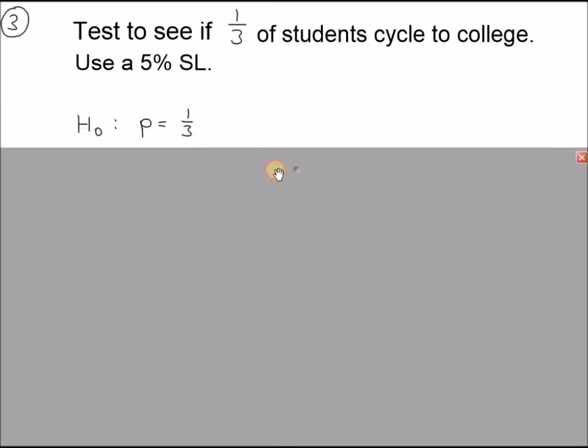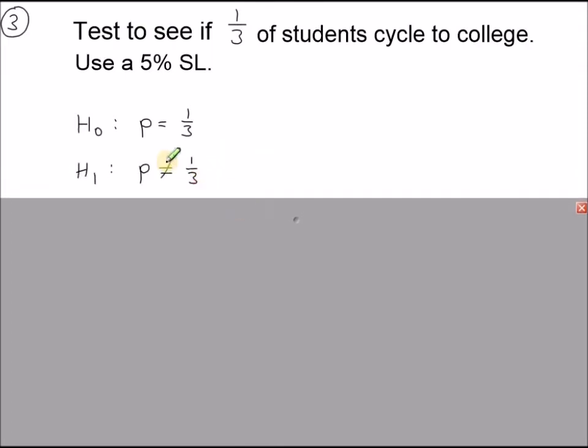Example 3. Test to see if 1/3 of students cycle to college using a 5% level of significance. So H0, the proportion is 1/3, and it just says test to see. We're not looking for an increase or a decrease. This is a two-tailed test. So H1, proportion not equal to 1/3.